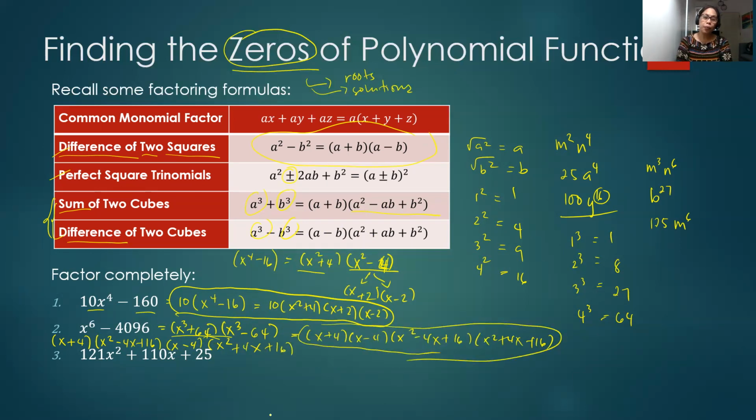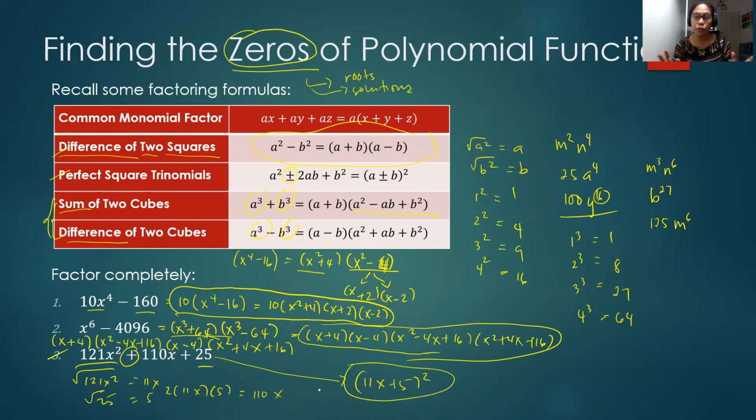Number 3 is a perfect square trinomial. Both terms here are perfect squares, and the square roots of 121x squared and 25 are 11x and 5 respectively. And then as we work on the product of 11x and 5, we multiply this by 2. This is equal to the middle term, 110x. So really, number 3 is a perfect square trinomial. And the factors are the extracted square roots. So we separate them by a plus sign since the middle term is addition. And then 5 quantity squared. So these are the factors.